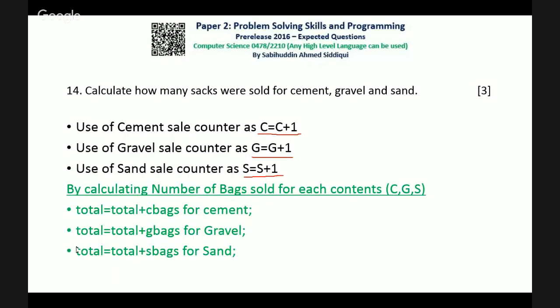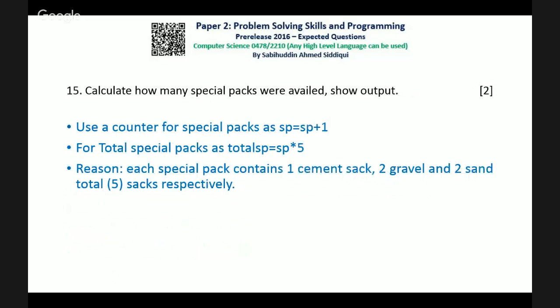Now continue on question number 15. Calculate how many special packs were availed, show output. How many special packs, that means you have to use a counter to check how many times special pack was availed. Use a counter for special packs as SP equals SP plus 1. You are just naming this SP for a special pack, so that is why special pack equals special pack plus 1.